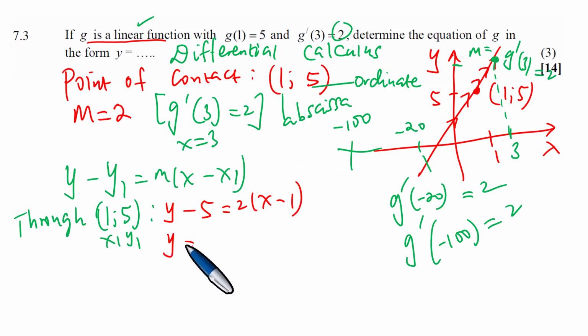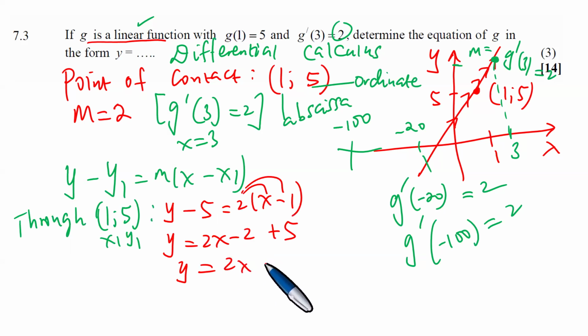Okay, y equals 2 times x, 2x, by distribution, 2 times x, and 2 times minus 1. So 2 times minus 1 is minus 2, and then you add a 5. So now, which is 2x plus 3. This is the equation of the line, 2x plus 3, and this is the answer to the problem. Okay, good. This is the answer. And hence, this one, Mr. Examiner, is what we want.